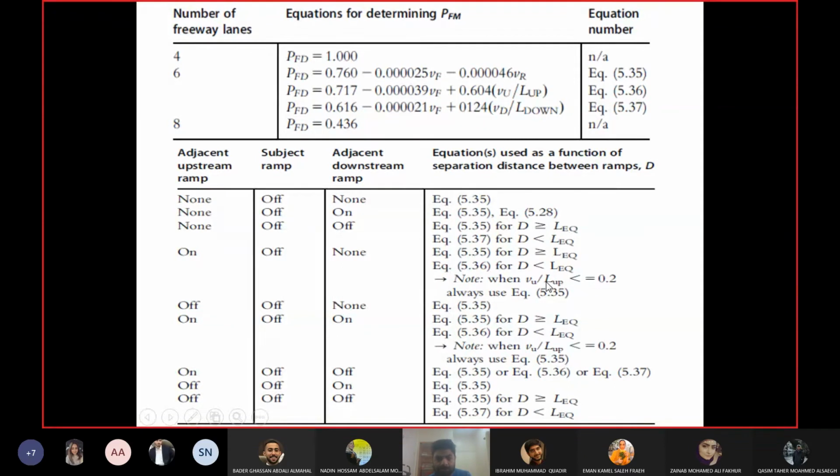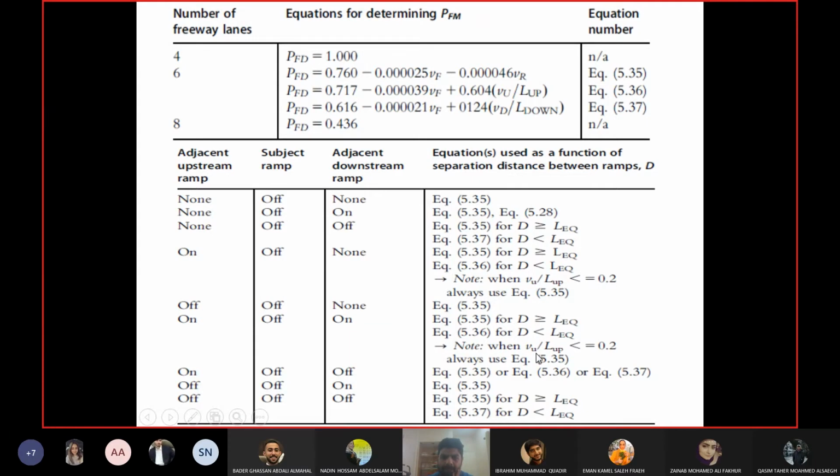So sorry, not the downstream, upstream. So this condition. In this condition, you check this one first. If this condition holds, you don't have to calculate LEQ, because you will always use equation 5.35. They are saying the flow is too low to have any effect on the other ramp.